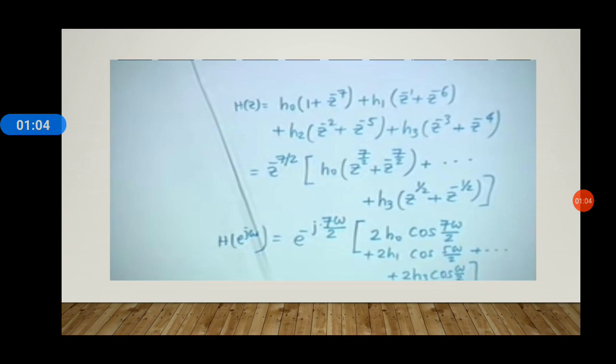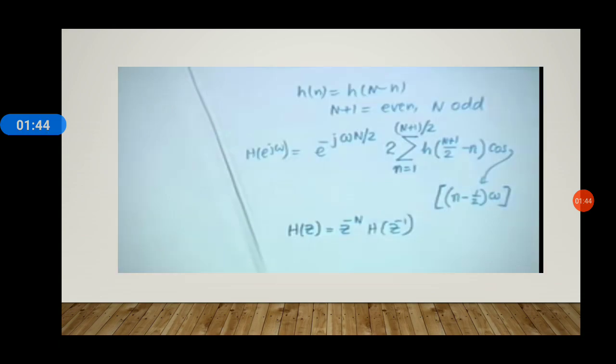Now in this fashion, as in type 1, if we write H(z), we would come up to this. Taking z to the power minus 7 by 2 common, we will be left with h0 (z to the power 7 by 2 plus z to the power minus 7 by 2) plus h1 (z to the power 5 by 2 plus z to the power minus 5 by 2). In this fashion, if we go on, the last term would be h3 (z to the power half plus z to the power minus half). And if we replace z by e to the power j omega, we are left with this.